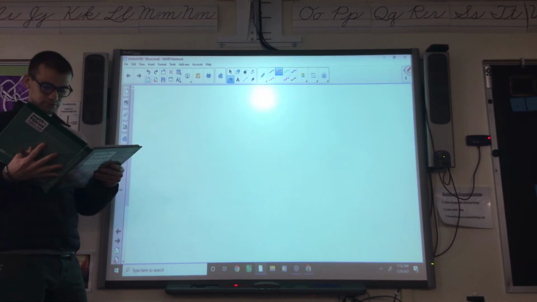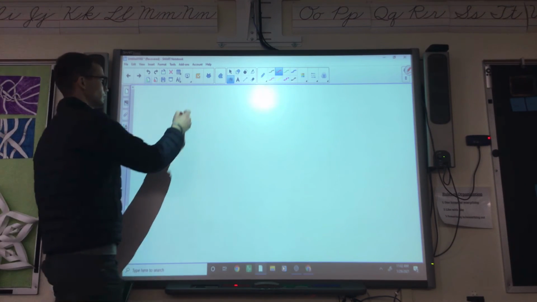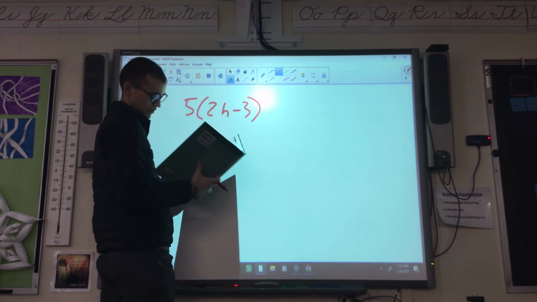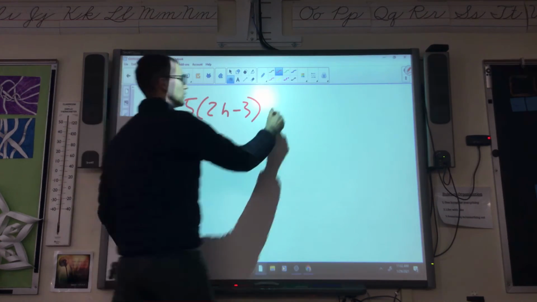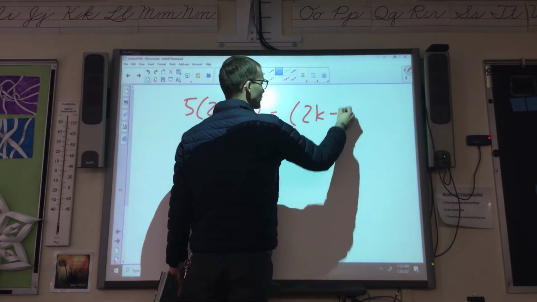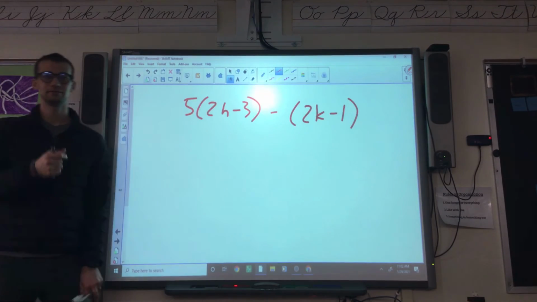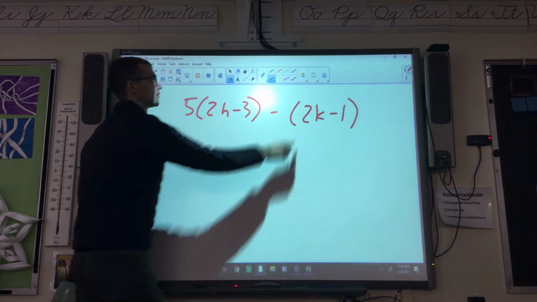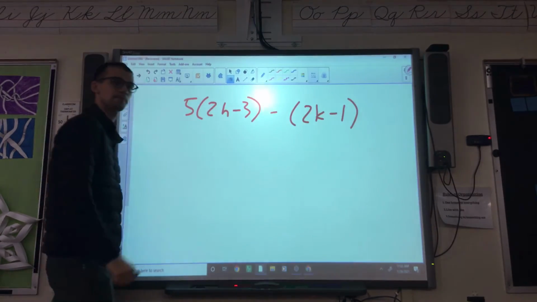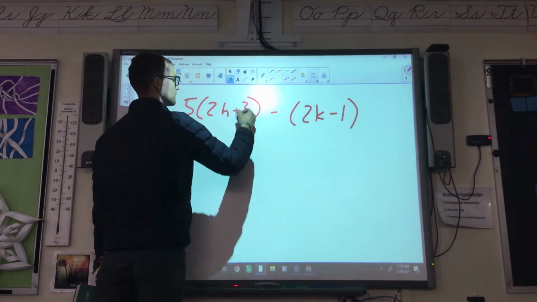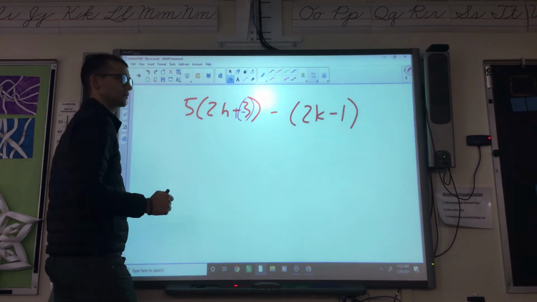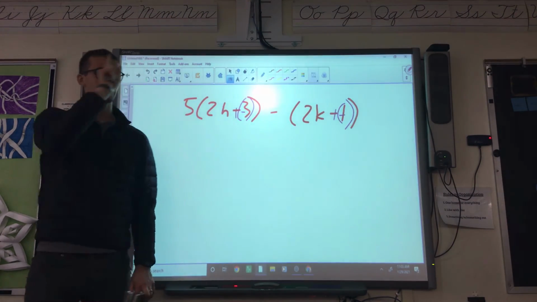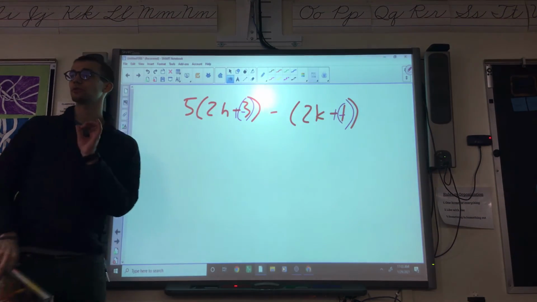Alright, last one: 5 times quantity 2h minus 3, and then minus 2k minus 1. This is a good one. Can I do it? Yeah. So first, if you want, put parentheses around the negative 3 and then add it, and another one too. Yes. Okay, so here's the thing. You have to do that first. For individual numbers, you gotta do that first.